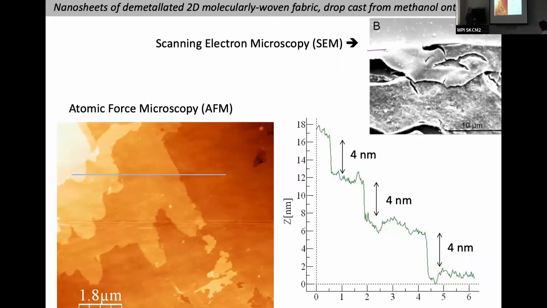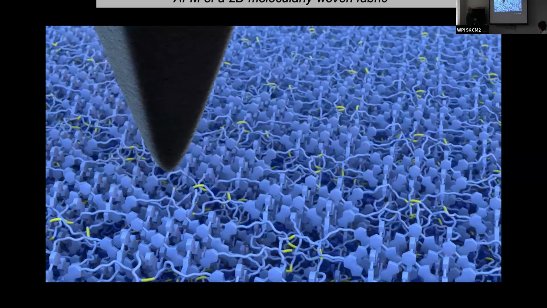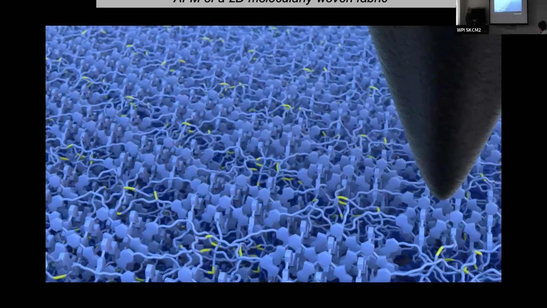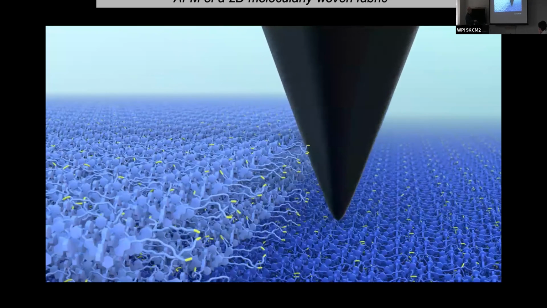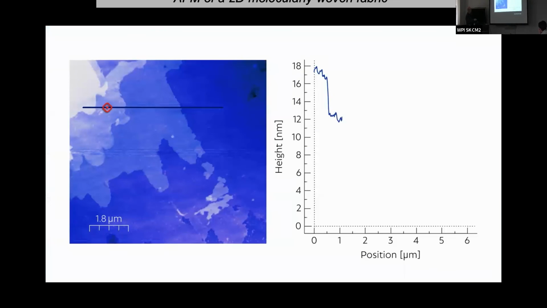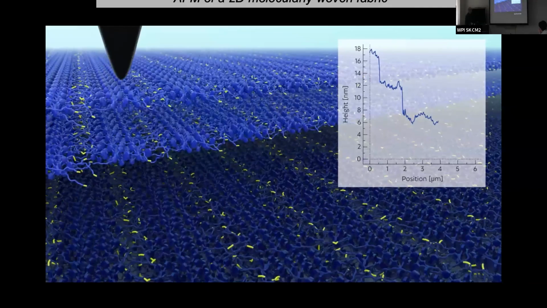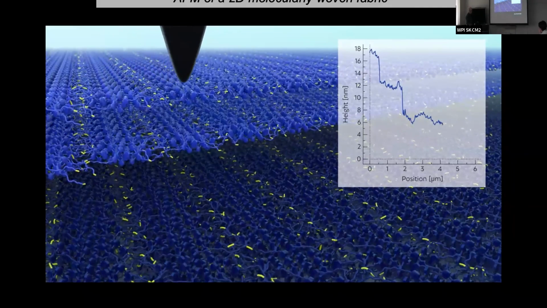And if you use AFM on these layered structures, they're atomically flat for microns. So this is not a 3-dimensionally polymerized material. It's just polymerized in 2 dimensions. And you see these 4 nanometer steps as the AFM moves along, because as it gets to an end of the layers, it just drops down to the next layered structure. And as you go across, it forms these 2 nanometer stretches.